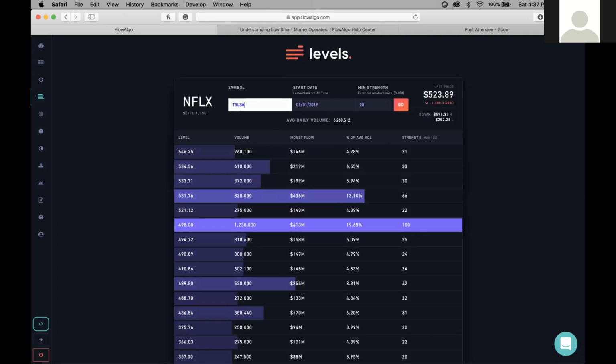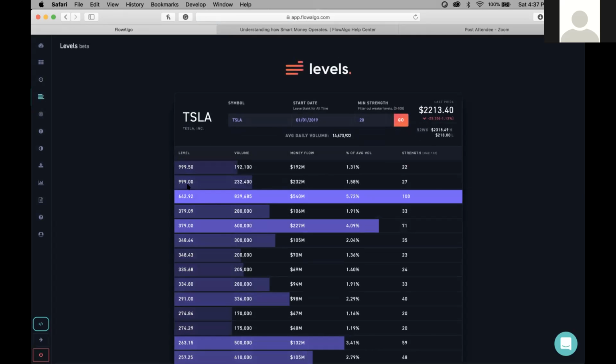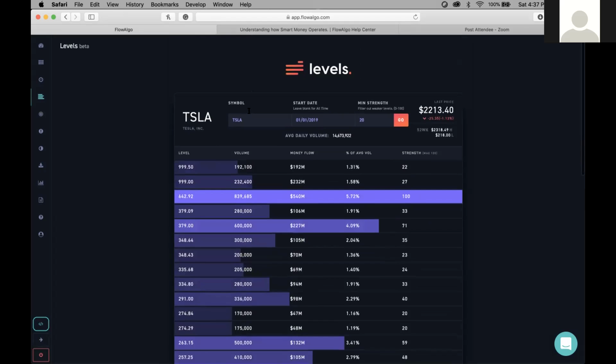Check Tesla. Again, sometimes Tesla's been moving so fast, so it hasn't had a lot of time to get a price level together. But you can see around this 1,000 level, there's resistance, 600 level. You can see all these levels, even 243. If we're ever to try to get back down to 243, you could probably see a bounce there.